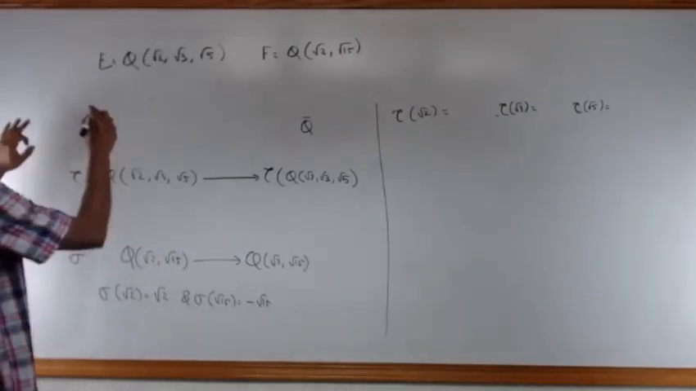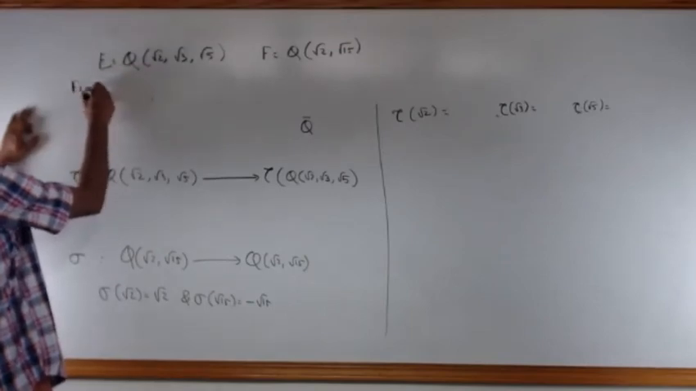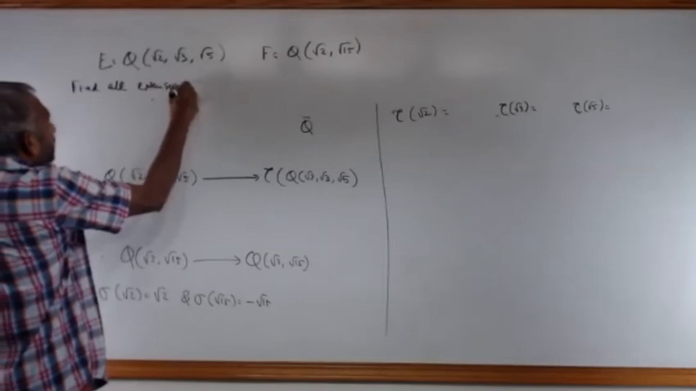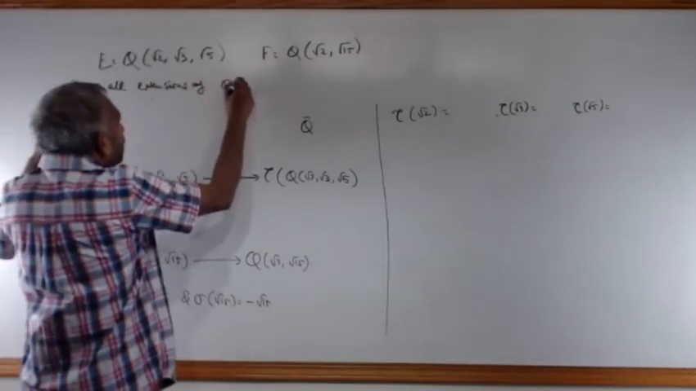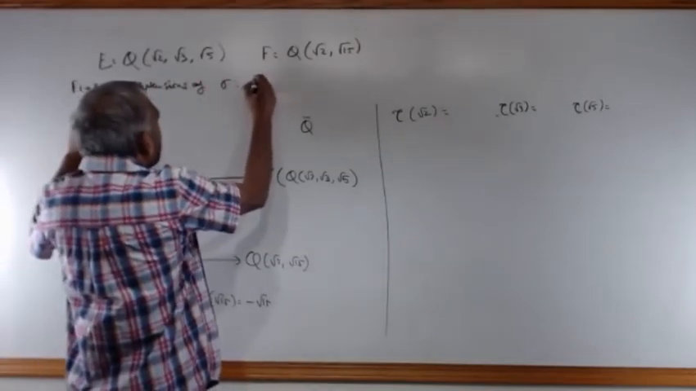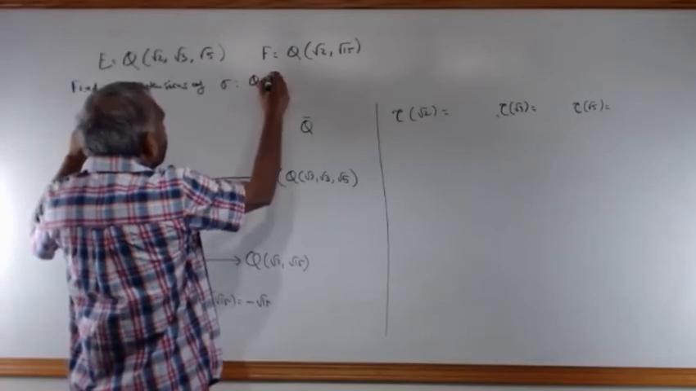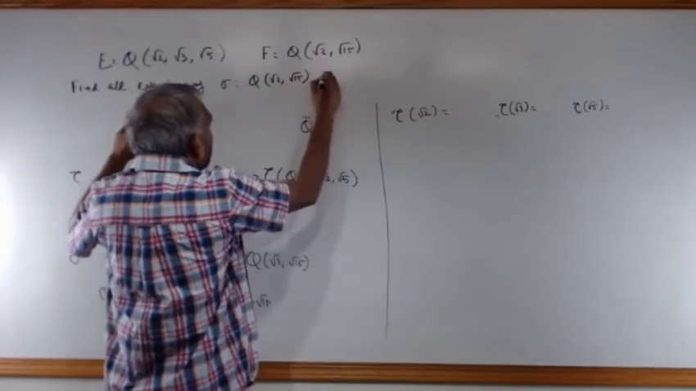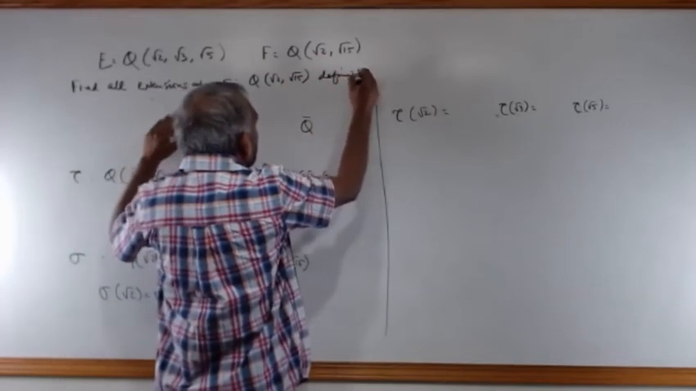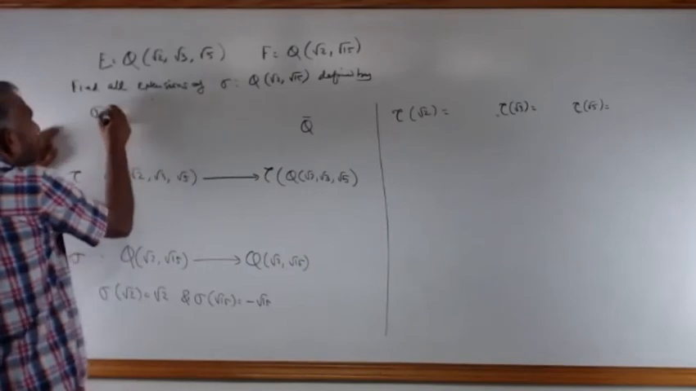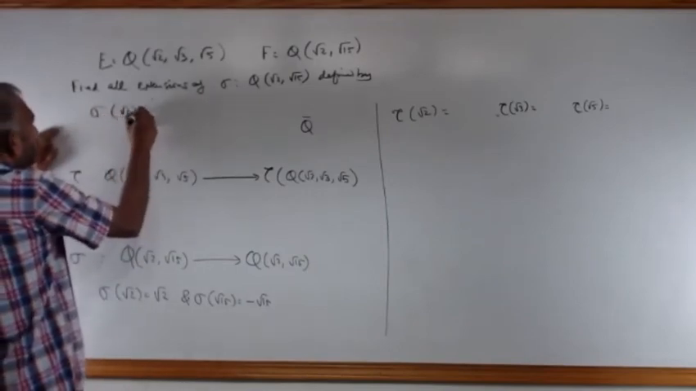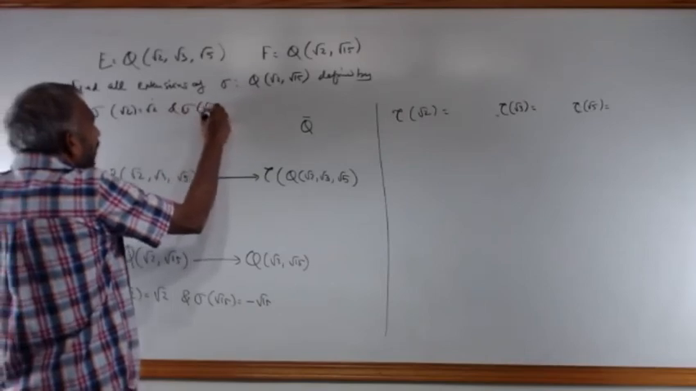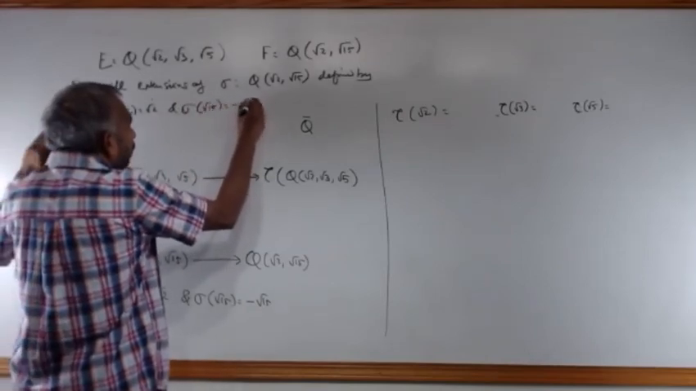So let us say our problem is to find all extensions of sigma from Q root 2 comma root 15 defined by sigma of root 2 is equal to root 2 and sigma of root 15 equals minus root 15.